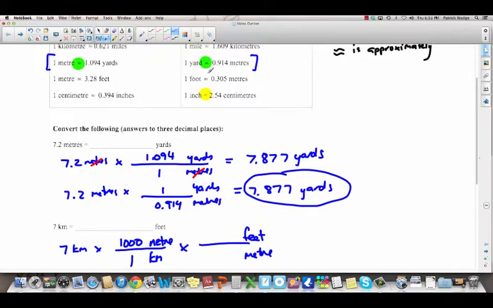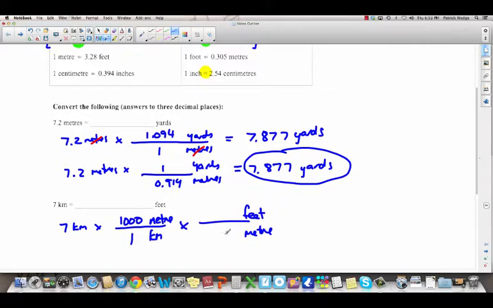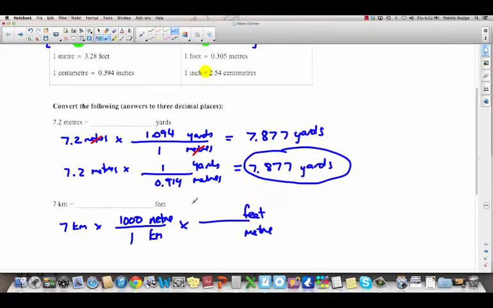Or if you wanted to, you could do 1 foot equals 0.305 meters. Usually I try to put the 1 on the bottom. That's just me. I like multiplying rather than dividing. I have no idea why. So usually I would use this one: 1 meter equals 3.28 feet.